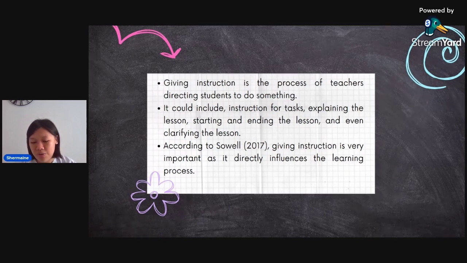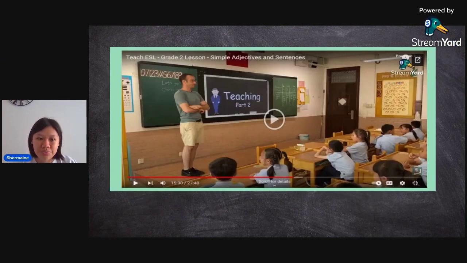It also comes with certain benefits such as encouraging participation, enhancing thinking, ensuring learning effectiveness, and ensuring the lesson can proceed smoothly. All of this is the importance of giving instruction.